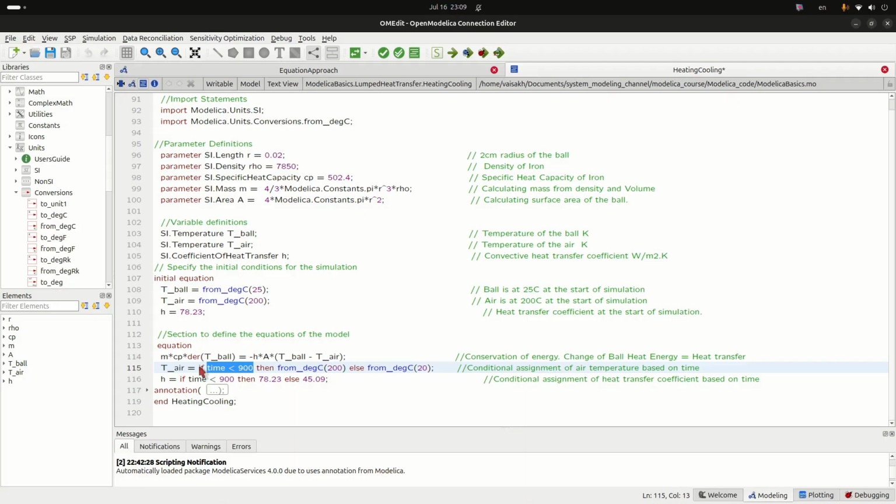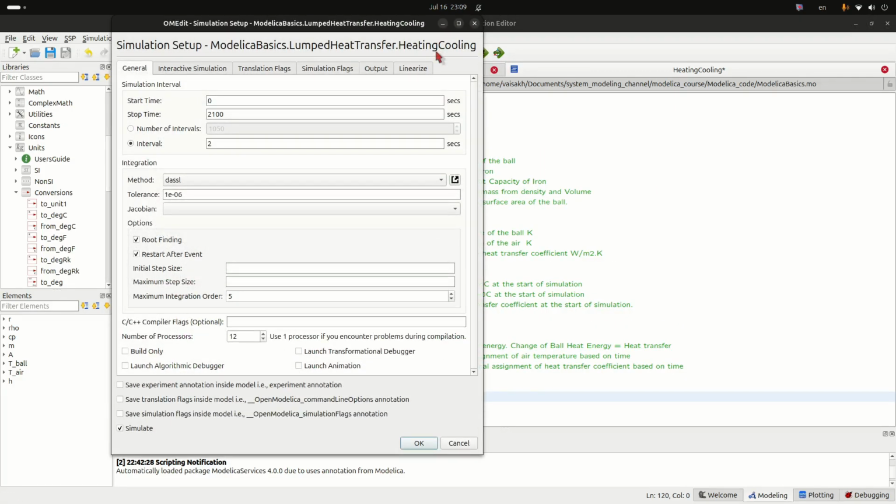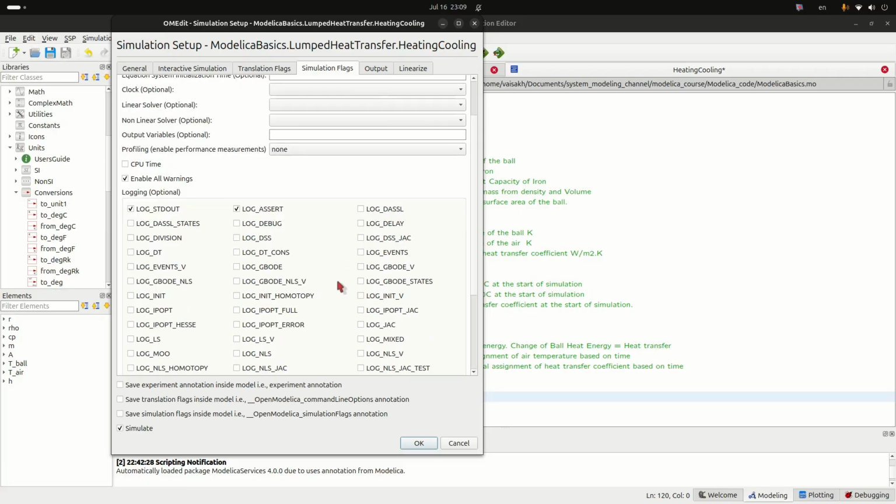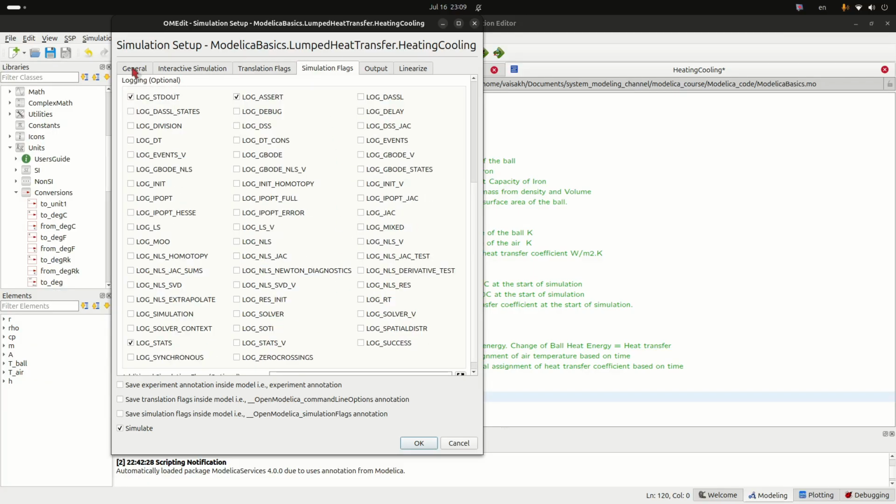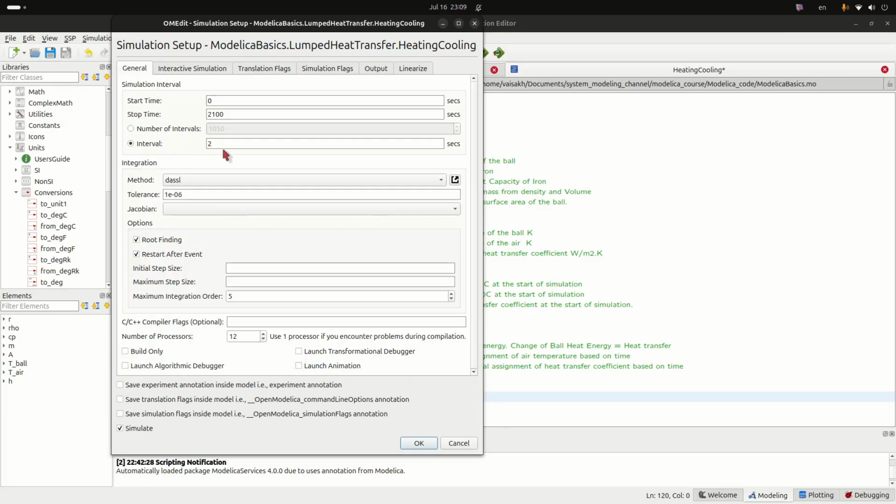Now we need to set up an experiment. So this is the model. In order to simulate a model, we need to set up an experiment. Within OpenModelica Connection Editor, we can set up our experiment using the simulation setup icon on the top. Once you click the simulation setup, it will open up a window which has several tabs. We will cover the details of these tabs, which are used for some advanced functionalities, later, but let's stick to the general tab for now.